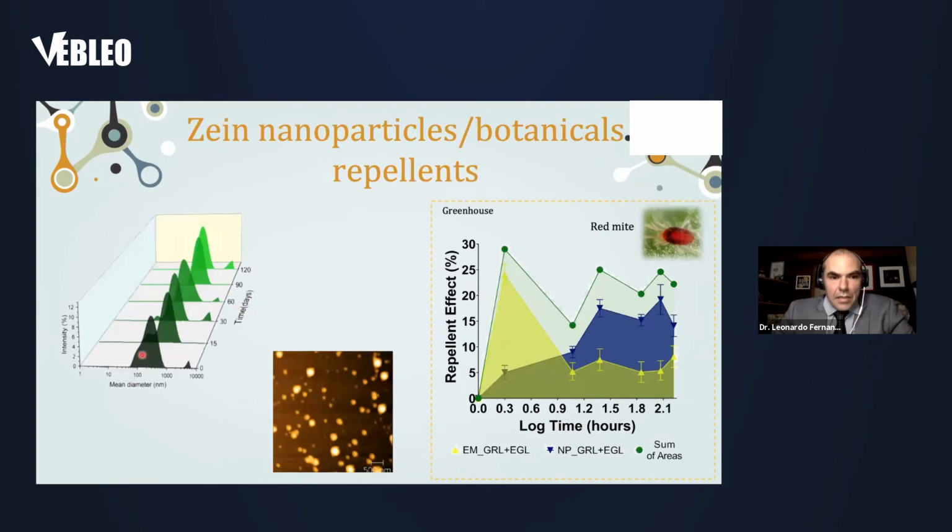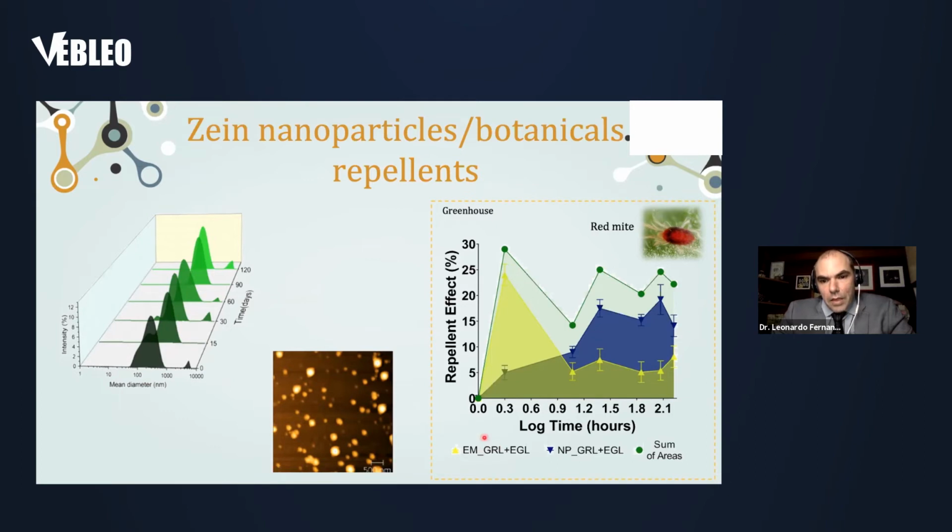Here you can see the size distribution of the particles over time. We measured the stability of the systems over 120 days. We can see that the shape of the particles is spherical using atomic force microscopy, and we ran some experiments in greenhouse conditions. In this case, we used red mite as a model organism. It's important to consider that to compare the data from our nanopesticides with the essential oils or the combination of the essential oils, we need to prepare emulsions, as this oil is not soluble in water.